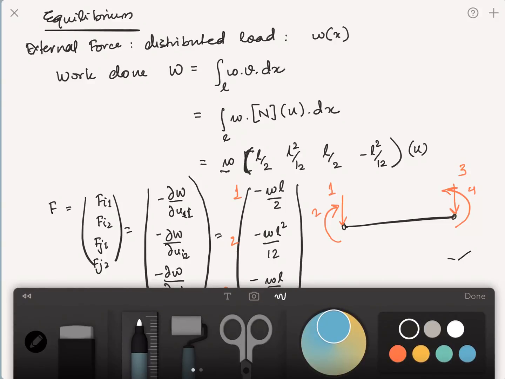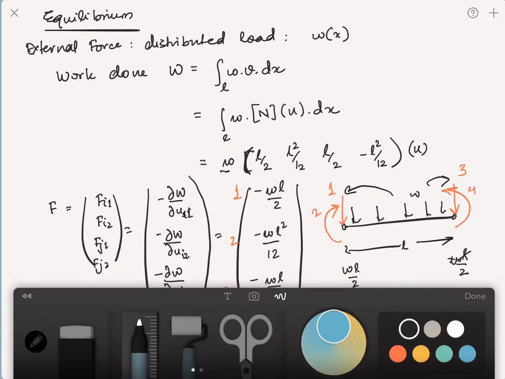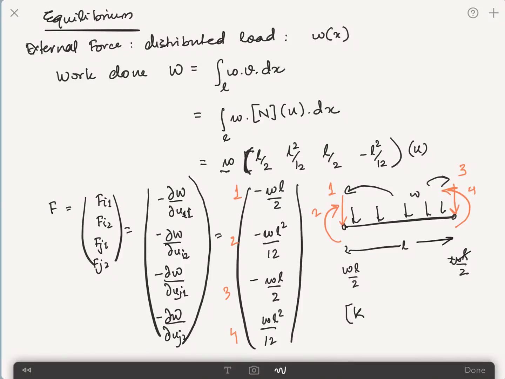If you had a distributed load W everywhere, and the length of the element was L, then of course the components of W acting at 1 and 3 would be WL by 2, which checks out. And the moment because of WL by 2 at these two ends will be given as WL square by 12. So it's quite easily checked that it's also in equilibrium. So this is your force vector. So if I put finally everything together, then I will have Ku is equal to F as my equilibrium equation for a pure beam under bending.